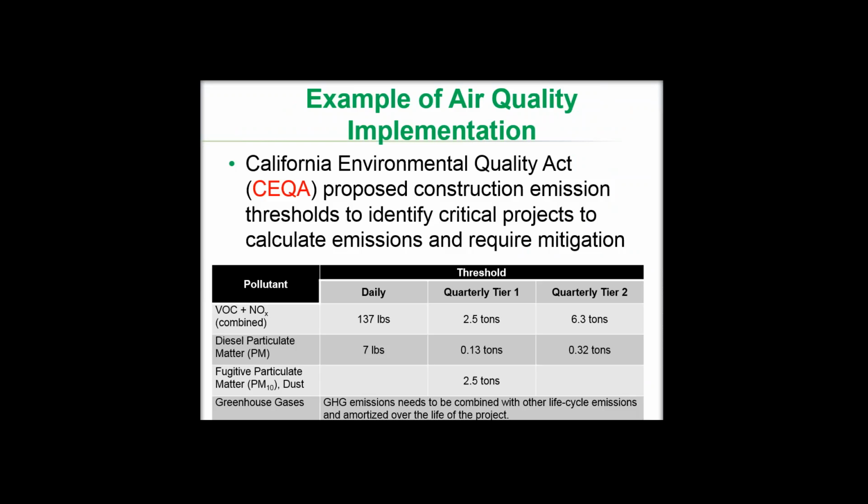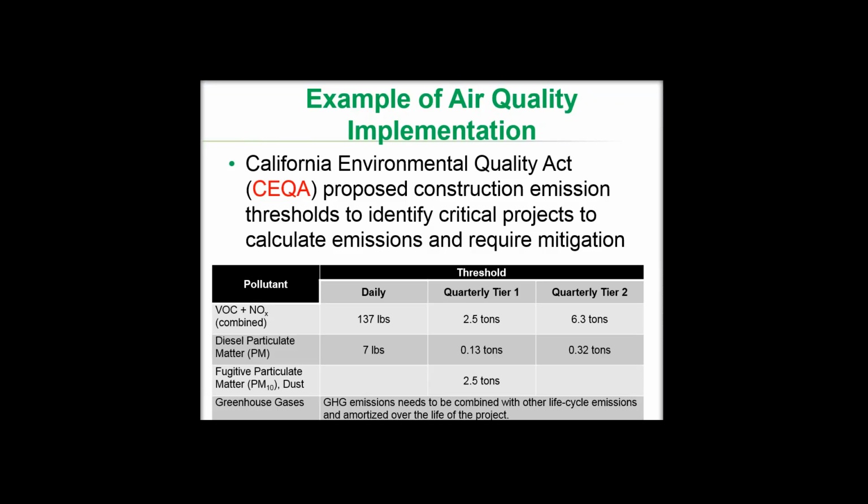But what we are talking about here is what we can do during the construction process itself in order to improve sustainability. A good example here is from California, the California Environmental Quality Act, which proposed construction emission thresholds to identify critical projects, calculate emissions, and require mitigations. These calculations are based on databases or some software as needed. Mitigation of the construction activities is required when the emission thresholds are equaled or exceeded by the fugitive and/or combustion emissions. In the case of daily, which is the first column here, for construction projects expected to be completed in less than 90 days, exceedance of the 137 pounds per day threshold requires standard mitigation measures.